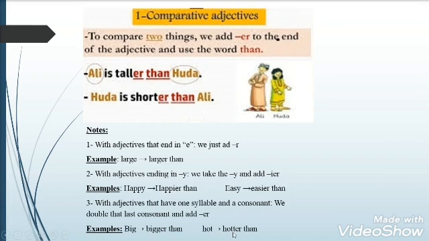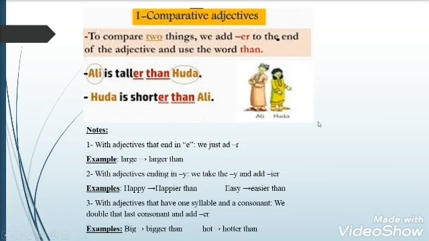I double the last letter, T, so it becomes hotter: H-O-T-T-E-R, hotter than. Okay, again, pay attention to this. If the adjective ends in E, I just add R. But if the adjective ends in Y, I remove the Y and add I-E-R. If the adjective is a word with one syllable and a vowel before the last letter, I double the last letter. Okay.